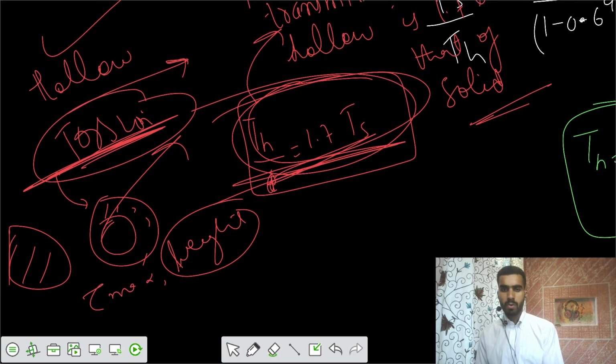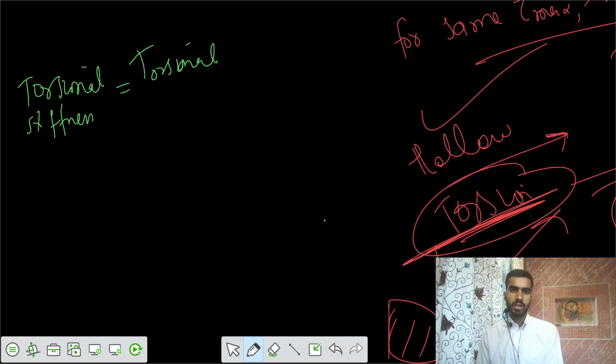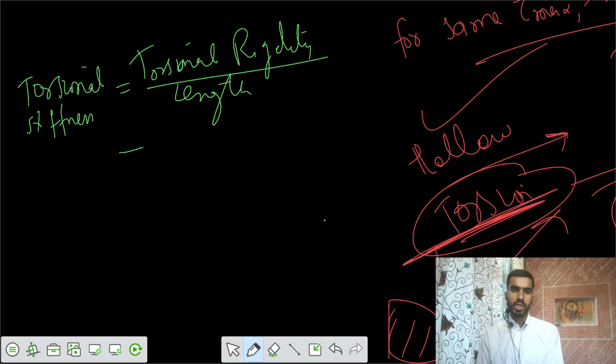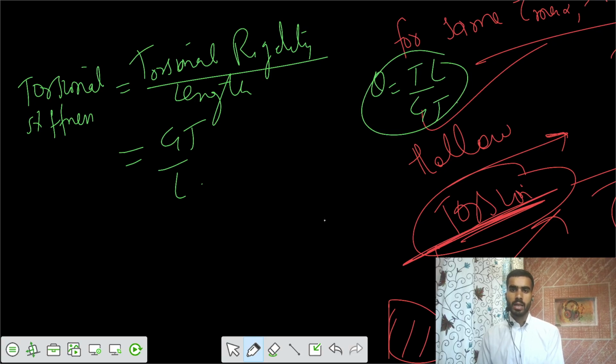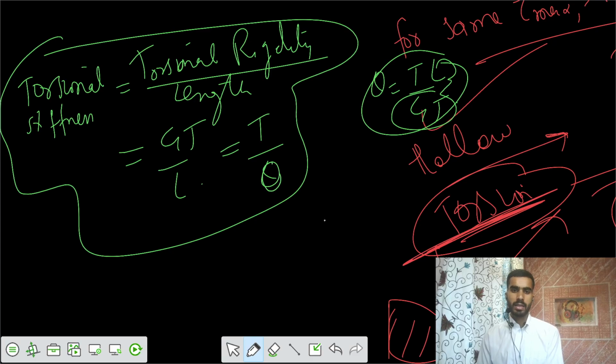So one more thing: if you talk about torsional stiffness, that is torsional rigidity upon length, that's GJ by L. We had the equation theta equals TL by GJ, and from that you can write GJ by L equals T by theta. Let's keep it for now because we have not got the value of theta.